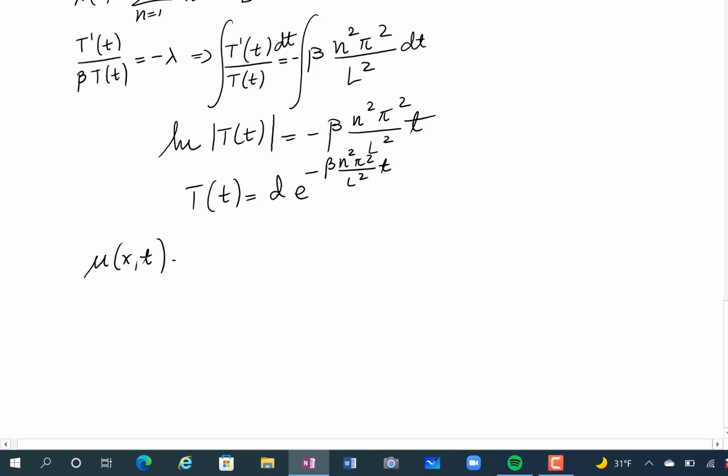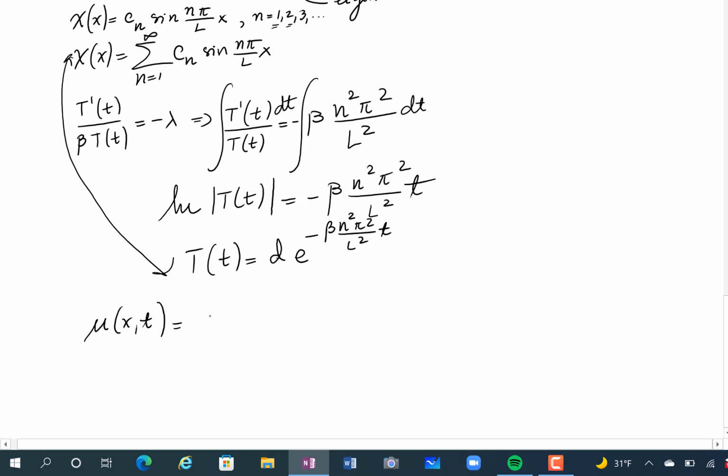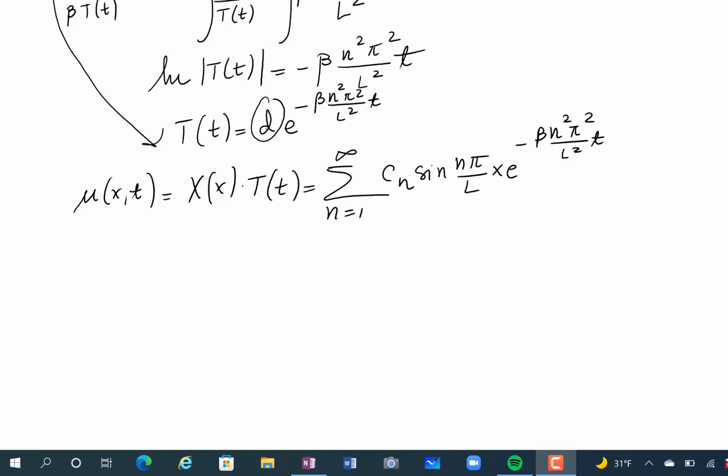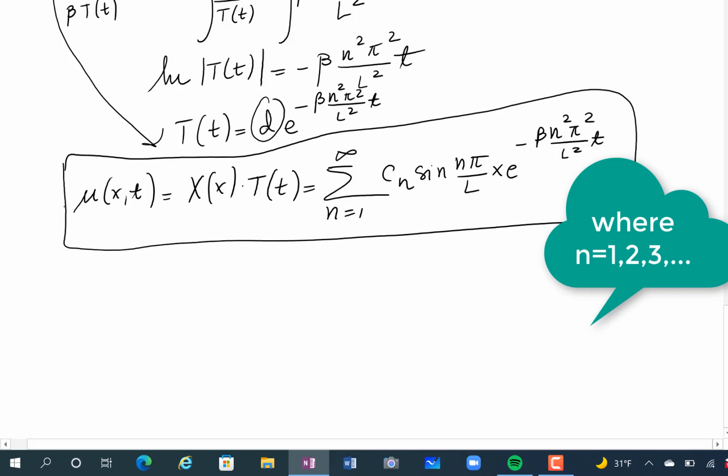So basically u of x and t is going to be the product of these two, as we started, right? So it's X of x times T of t. So it's actually the sum, as n goes from 1 to infinity. I have a constant and then a constant again, so I'm just going to write c sub n sine of n pi over L x times e to negative beta n squared pi squared over L squared t. And this is the solution to the heat equation.